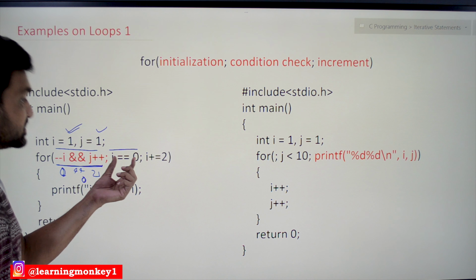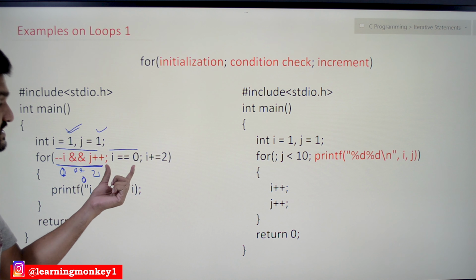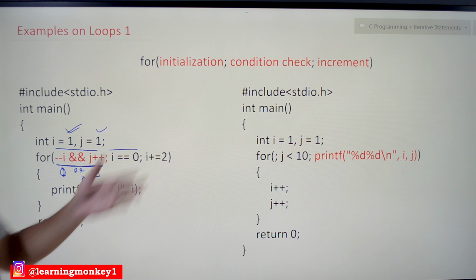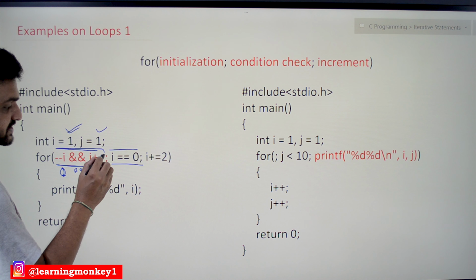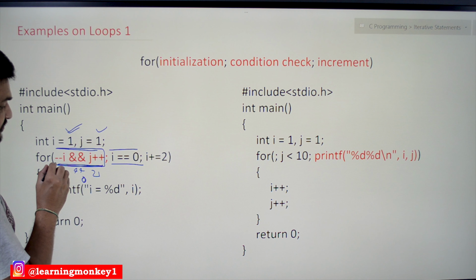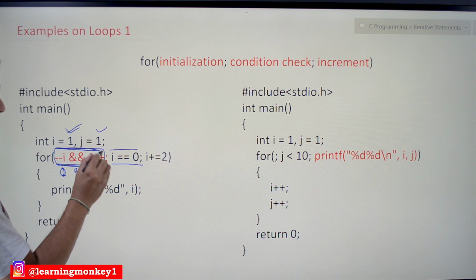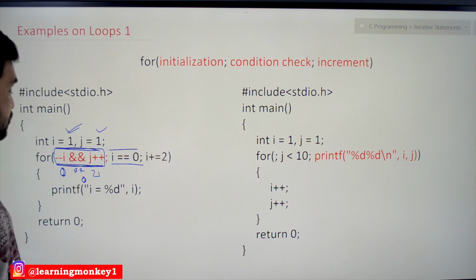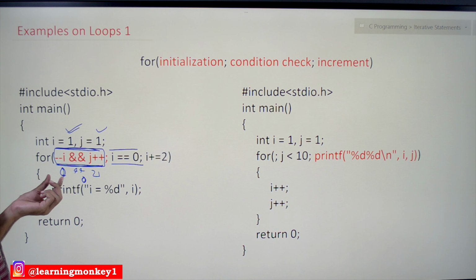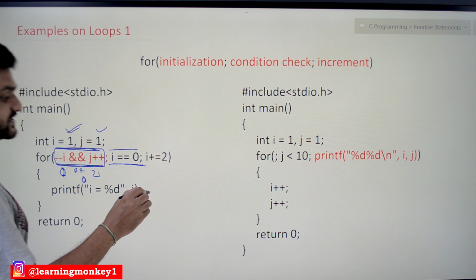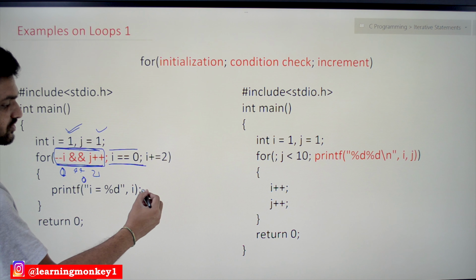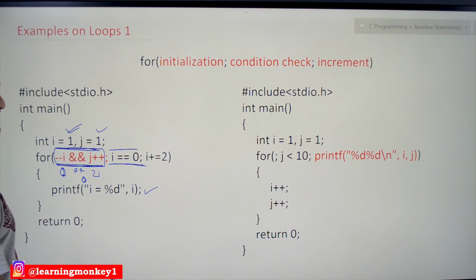And here, i is equal to 0. Is the value of i equal to 0? Yes, the value of i is equal to 0, because as this expression got executed initially at the start of the for loop, the value of i has been converted to 0. So we are going to come into this loop, and this will get printed.